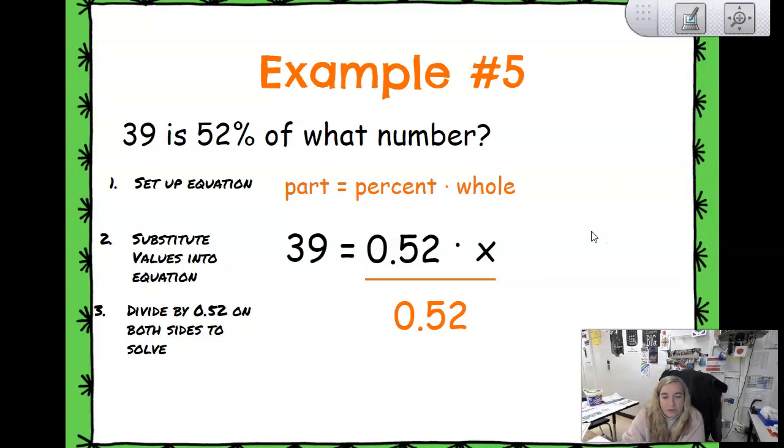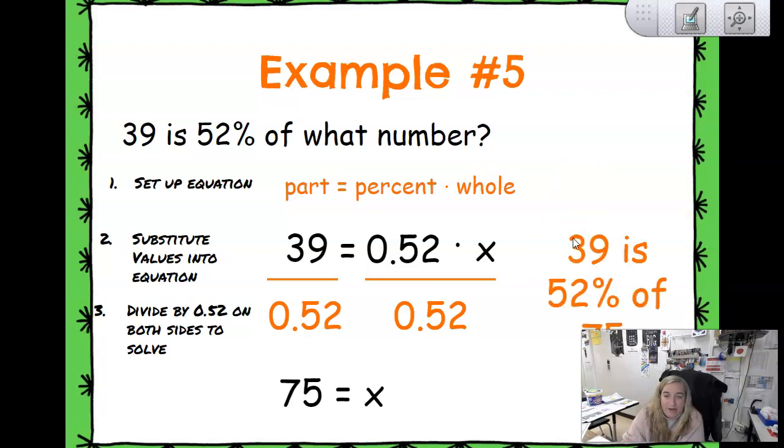All right, so I'm going to show my setup with the division bar and divide by 0.52. What I do to one side, I do to the other. And then when I simplify this out, 39 divided by 0.52 is going to get me 75. So x is equal to 75. So if we were to restate that, we'd say that 39 is 52% of 75.